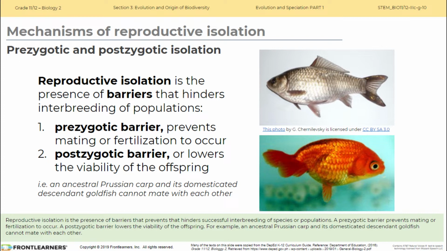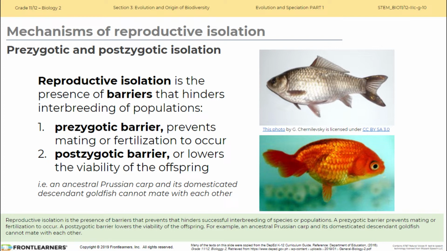Yan, as you can see on the slide, we have two fishes. The first one, in the upper part, is an ancestral Prussian carp, and it's domesticated. Yung sa below, the descendant goldfish, cannot mate with each other. So may reasons yan bakit hindi sila makapag-mate. Pag hindi sila makapag-mate, di ba? It prevents them from mating. Alam na this.